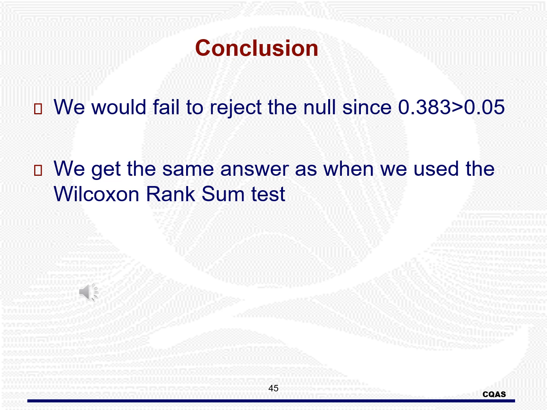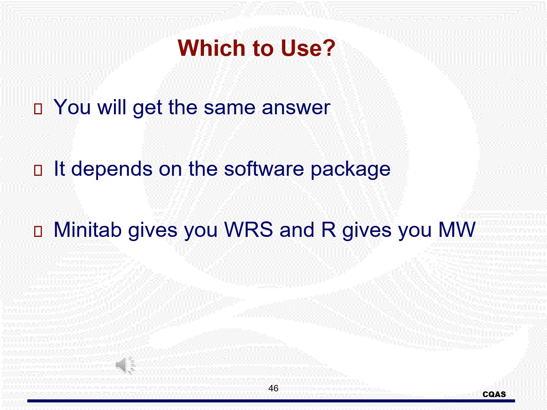Now, how do we decide which one of these to use? The answer is that it really doesn't matter since they give you the same answer. It is going to depend on the software package. Minitab gives you the WRS test statistic but calls it the MW test. R gives you the MW test statistic but calls it the WRS test.